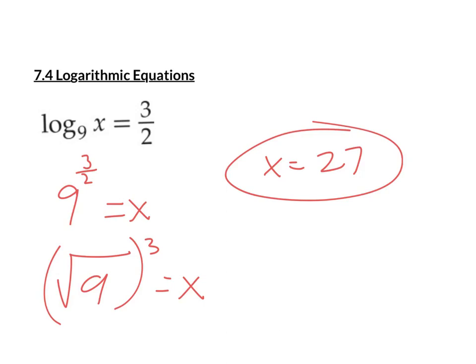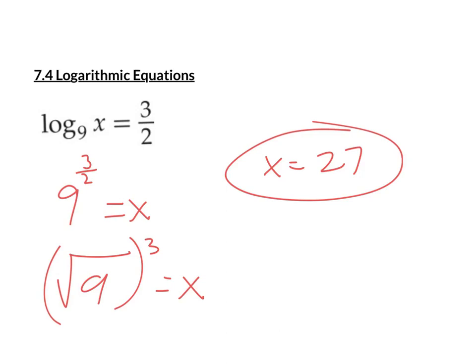Okay? Just looking around, you all had that. So that's good. That's going to be one type of problem that you're going to see. They're going to give you two of the three parts. You're going to rewrite it without the log, and then you're going to solve. That's part of what you're going to be doing today.